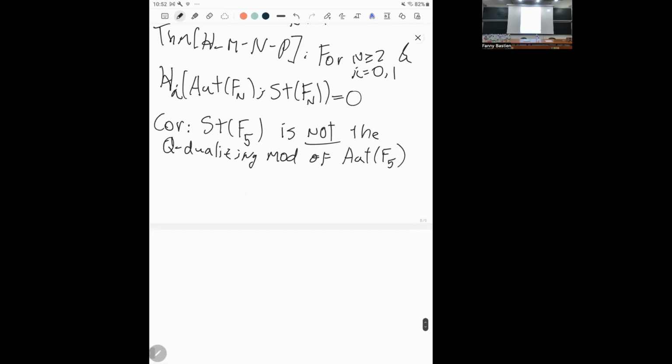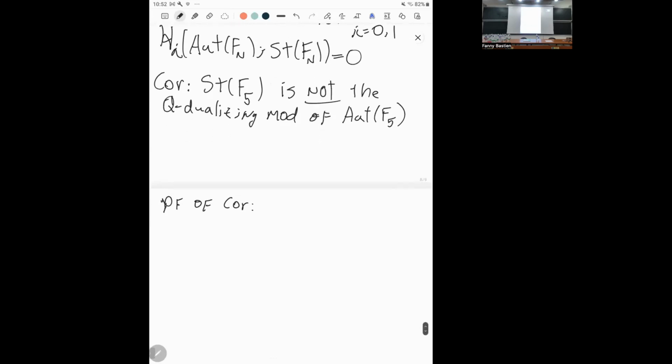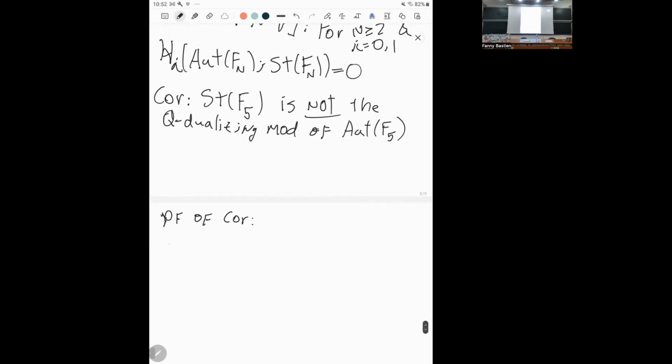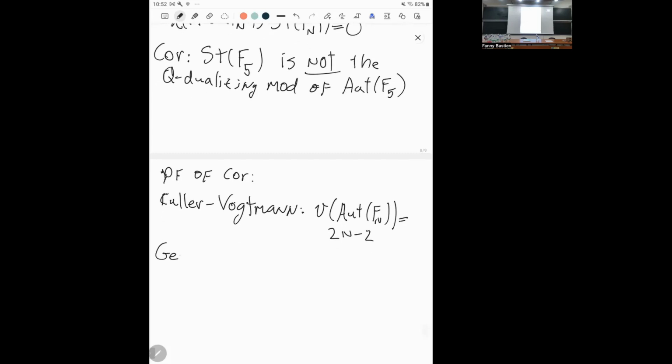The proof of the corollary is actually not that hard, so let me just give it to you. As I mentioned earlier, Culler and Vogtmann showed that the VCD of Out(Fn) is equal to 2n minus 2. I also mentioned earlier a calculation by Gerlitz, who showed that the cohomology in degree 7 of Out(F5) with Q coefficients is equal to Q.